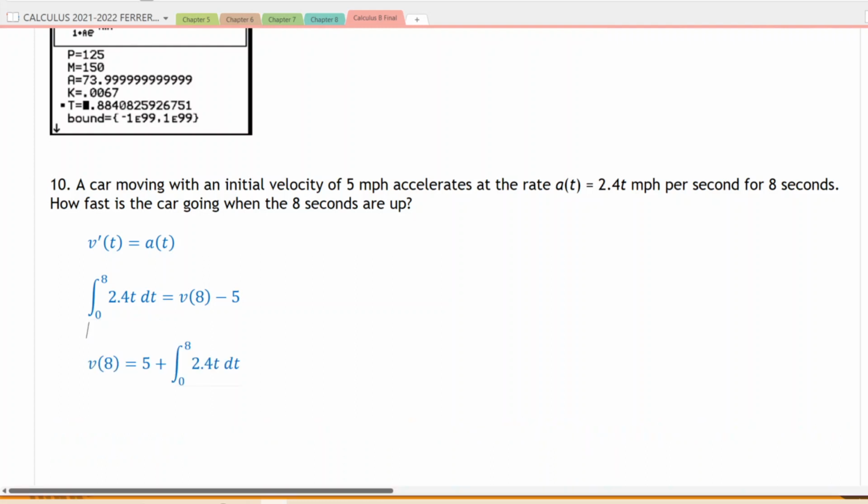So this here, what we just went through, is me using the fundamental theorem of calculus. So you have to do a lot more than just take the integral of the acceleration function in order to get the velocity. You've got to use the fundamental theorem. Now, we're going to do this with our calculator.